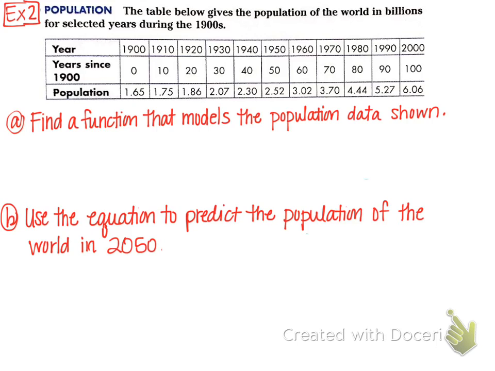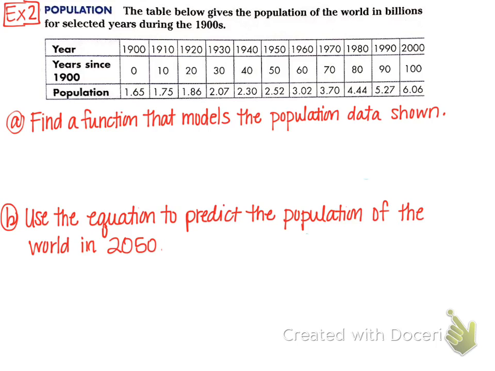Now, the way I put these in the calculator is just like we've been doing all the other regression models. There's actually a command for it. So, looking at this one, it says, the table below gives the population of the world in billions for selected years during the 1900s. So we've got these years up top, but this is what we're going to put in our x, our L1, because this is years since 1900. So let's put years since 1900 in our L1 and population in our L2.